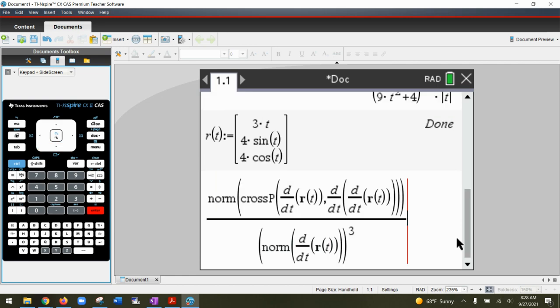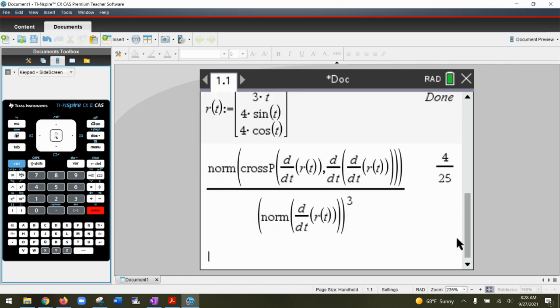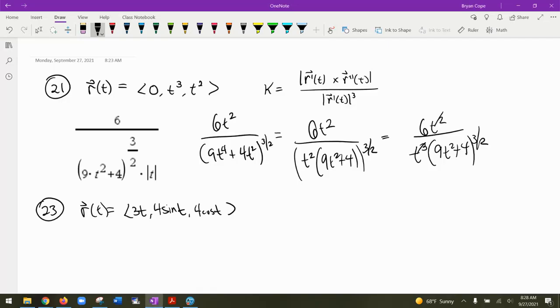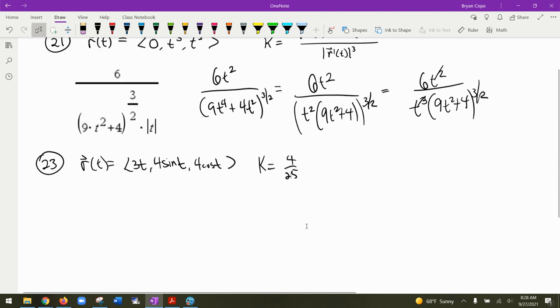And then I'm going to just do the same operation again, and I get 4 over 25. So this one is a constant curvature. It is not dependent on t. The curvature is always 4 over 25, which means the radius of curvature is always 25 over 4. Okay, 27. Use formula 11 to find curvature.